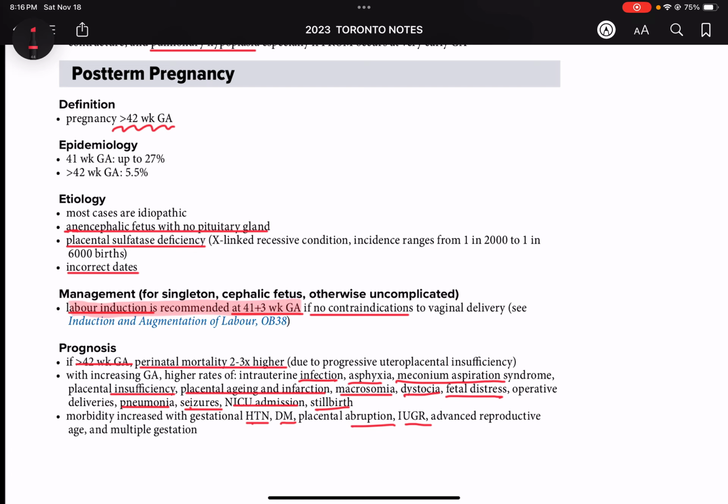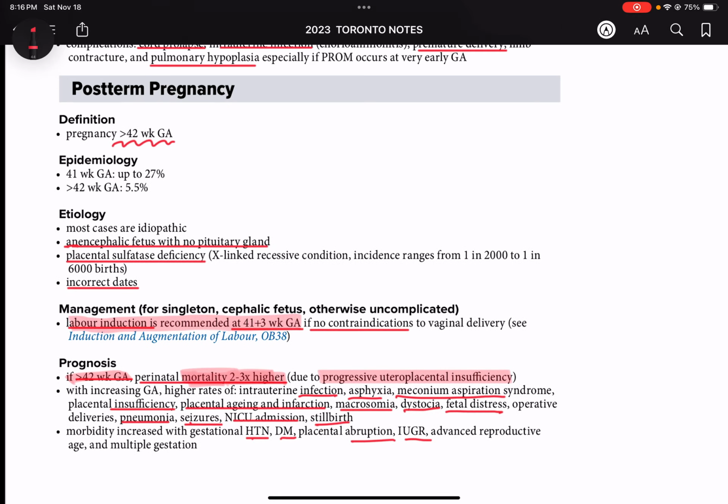So morbidity increases with gestational hypertension, diabetes, abruption, IUGR, advanced reproductive age, and multiple gestations. So prognosis is not good. If it is after 42 weeks, perinatal mortality is 2 to 3 times higher because there would be progressive uteroplacental insufficiency.